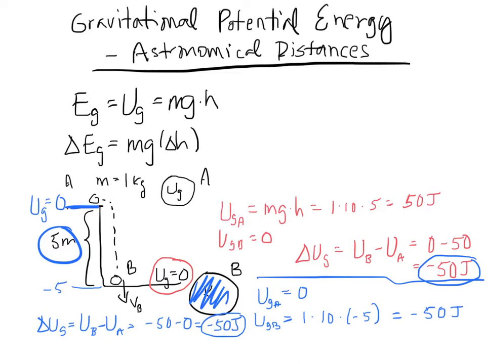Alright, so now with that background, we're going to talk about gravitational potential energy at astronomical distances. And when we look at the formula for gravitational potential energy at astronomical distances, the thing that's changing, I'm going to write the formula out here.